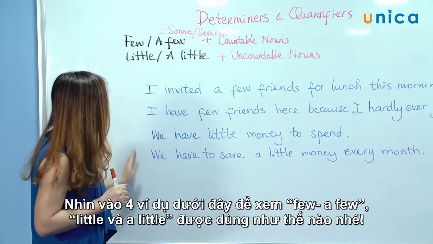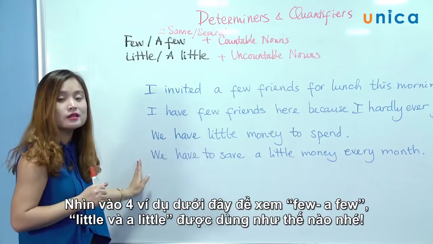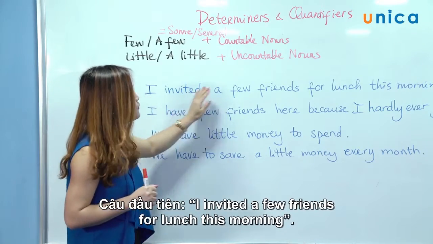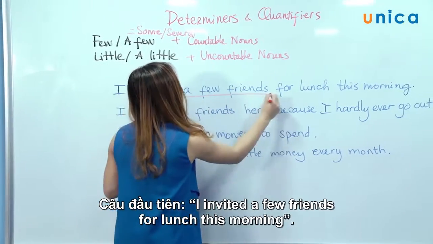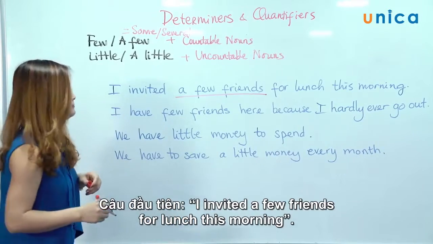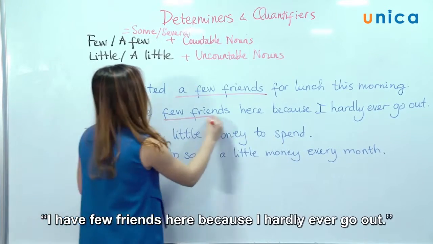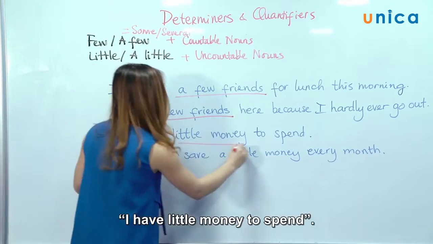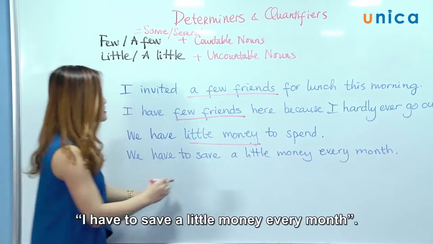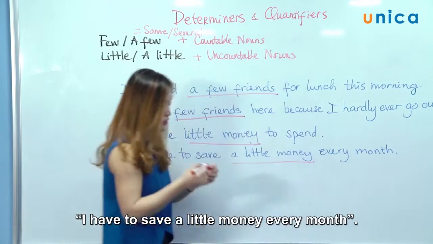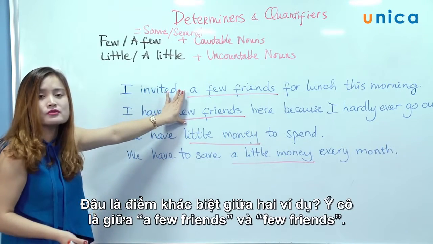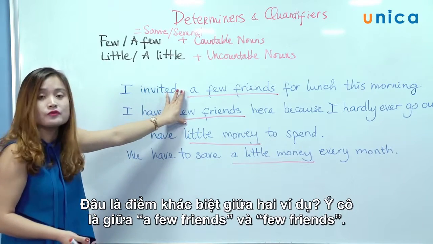Okay, so let's have a look at these four examples to see how few, a few, and a little are used. Okay, the first one, I invited a few friends for lunch this morning. I have few friends here because I hardly ever go out. I have little money to spend and I have to save a little money every month. All right, so what is the difference between the first two examples? I mean, a few friends and few friends.